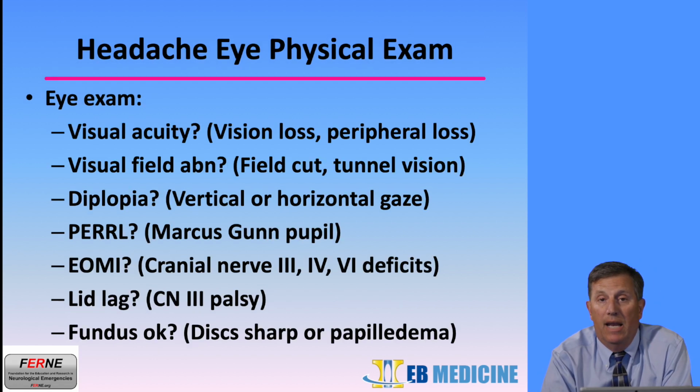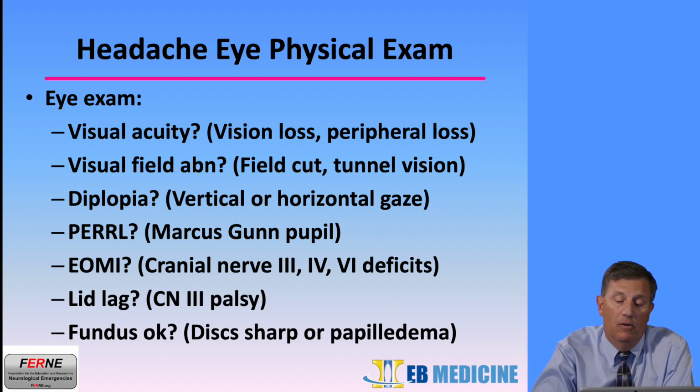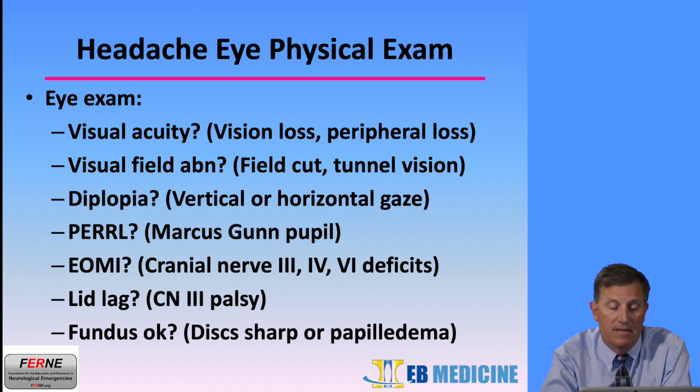The eye exam in a headache patient is also important. You want to know if the patient has adequate visual acuity. Can they count fingers at the bedside? Is there evidence of any vision loss or peripheral vision loss in one or both eyes? Is there a visual field abnormality? Is there a field cut, or is there evidence of tunnel vision? Is there diplopia? And this diplopia can either be vertical, where one object is on top of the other, or horizontal, where the two objects appear to be side by side.